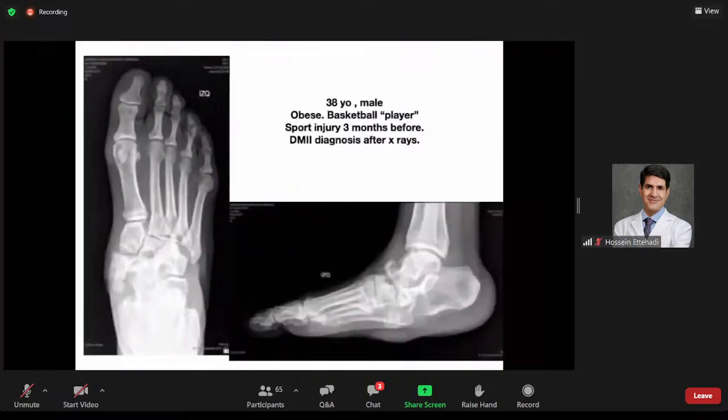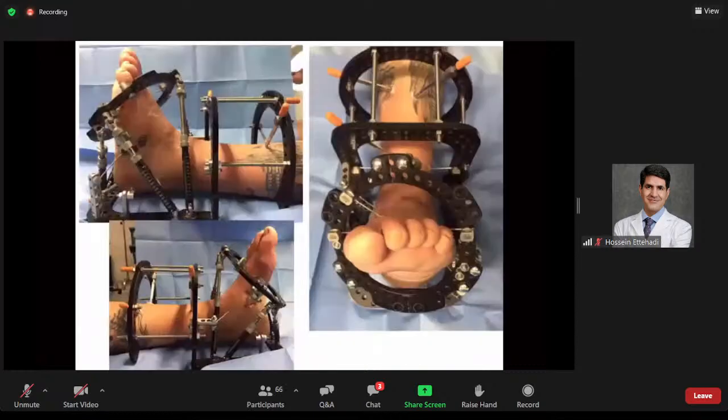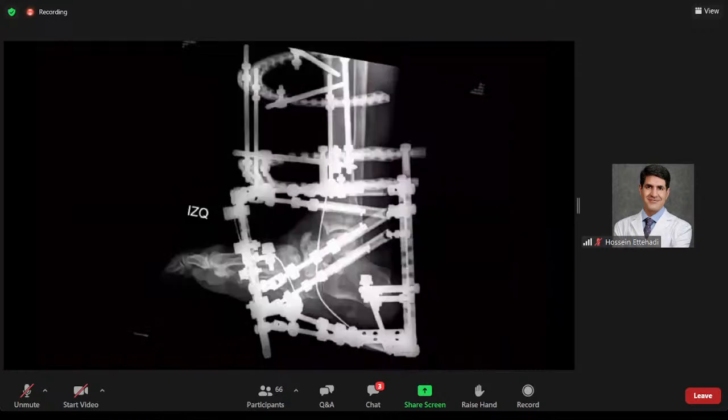The dynamic frame: here we have an obese patient, a basketball player. He had a sport injury 3 months before, and he was diagnosed with diabetes about 2 weeks ago. And we saw that he had this midfoot Charcot. As he was young, had very good healing potential, and was very functional, we performed a correction using a hexapod, where we do the percutaneous minimally invasive osteotomy of the midfoot, and we corrected.